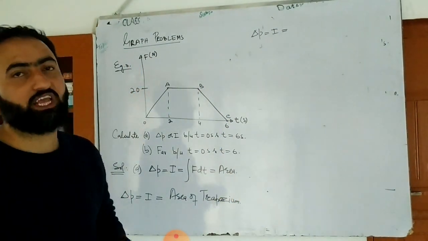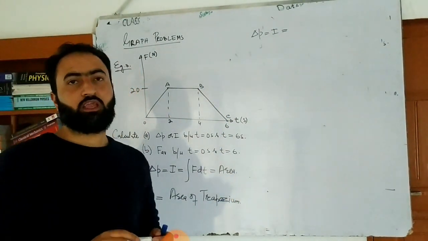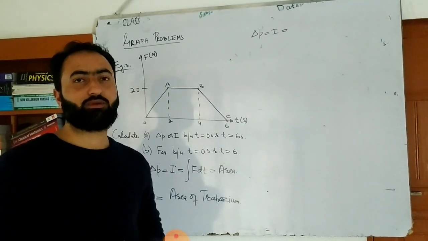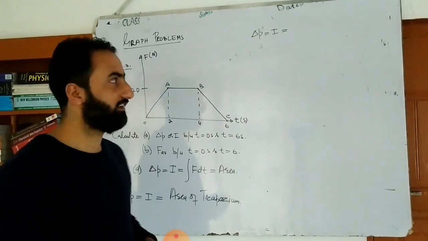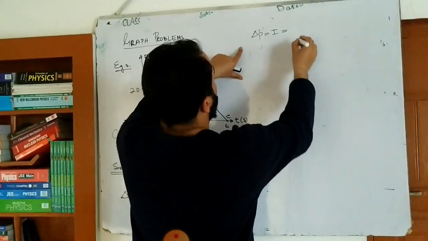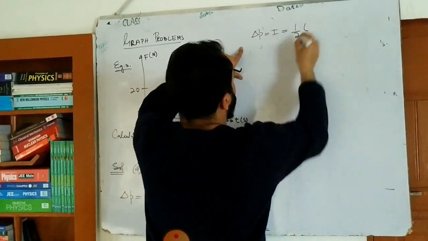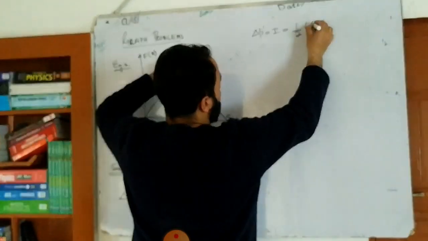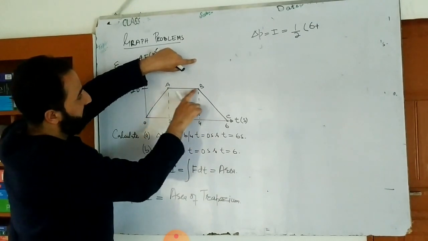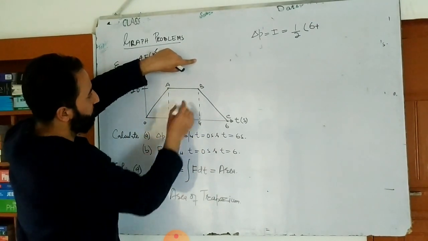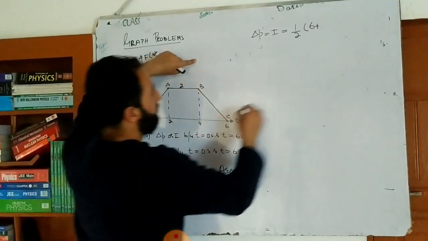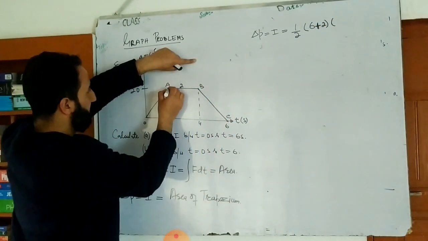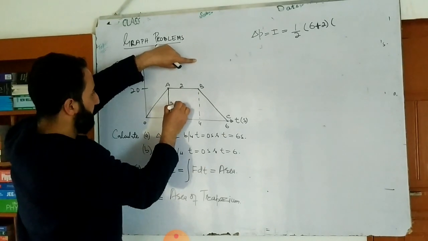Now you know how to calculate the area of a trapezium. Area of trapezium is equal to 1 by 2 times the sum of parallel sides multiplied by the perpendicular distance between the parallel sides. One parallel side is this, that is 6, plus another parallel side is this AB, that's equal to 4 minus 2, which is 2. So this is 2 and this is 6. So 6 plus 2 multiplied by the perpendicular distance, which is equal to 20.